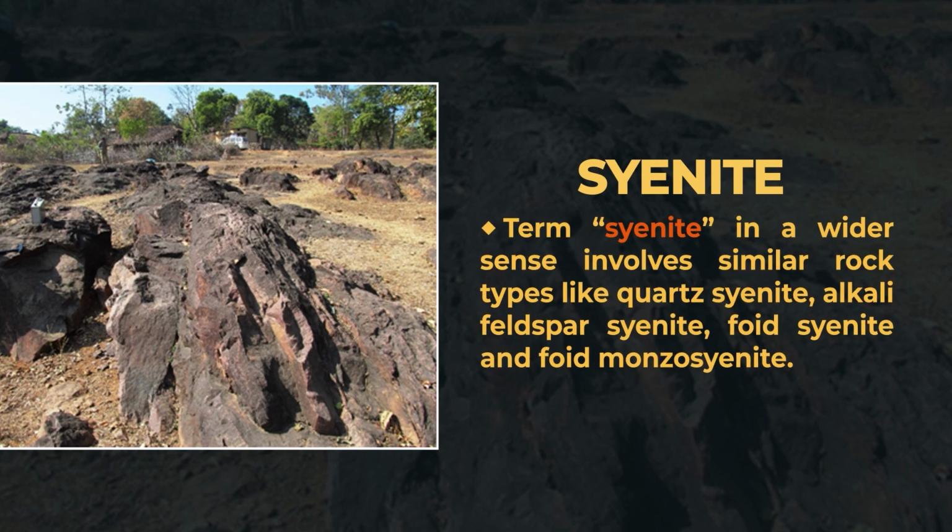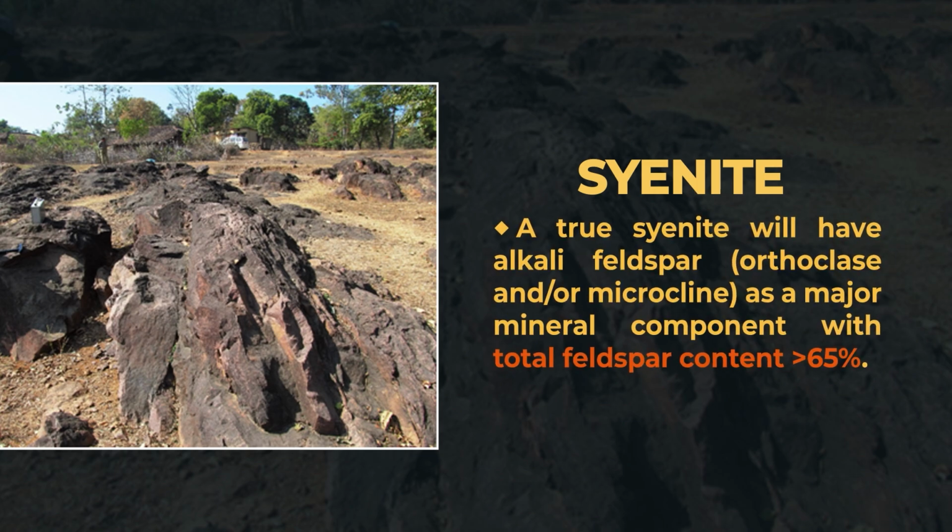The term syenite in the wider sense involves similar rock types like quartz syenite, alkali feldspar syenite, foid syenite, or foid monzosyenite. A true syenite will have alkali feldspar, that is orthoclase and/or microcline, as a major component, with total feldspar content in the rock being more than 65%.